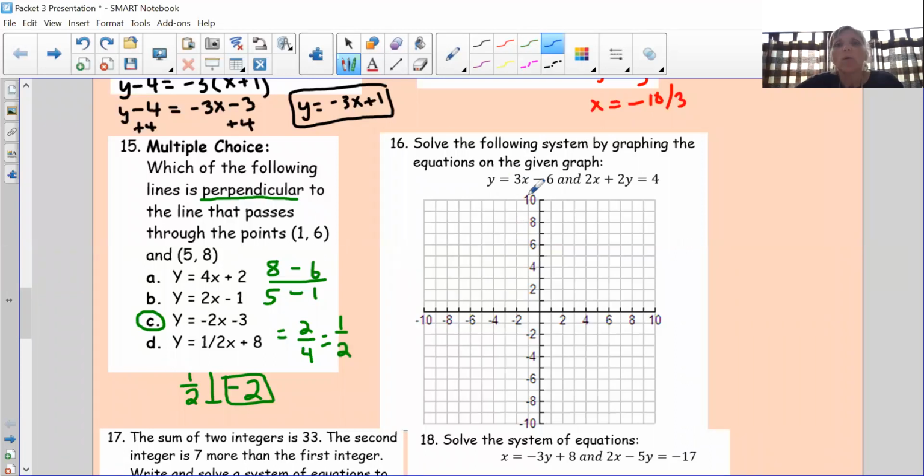Okay, so we have to graph these. Now this one's okay to graph, but this one is not. So over here, you're going to have to use your margin and solve for y. So I'm going to rewrite it: 2x plus 2y equals 4. I'm going to minus 2x.